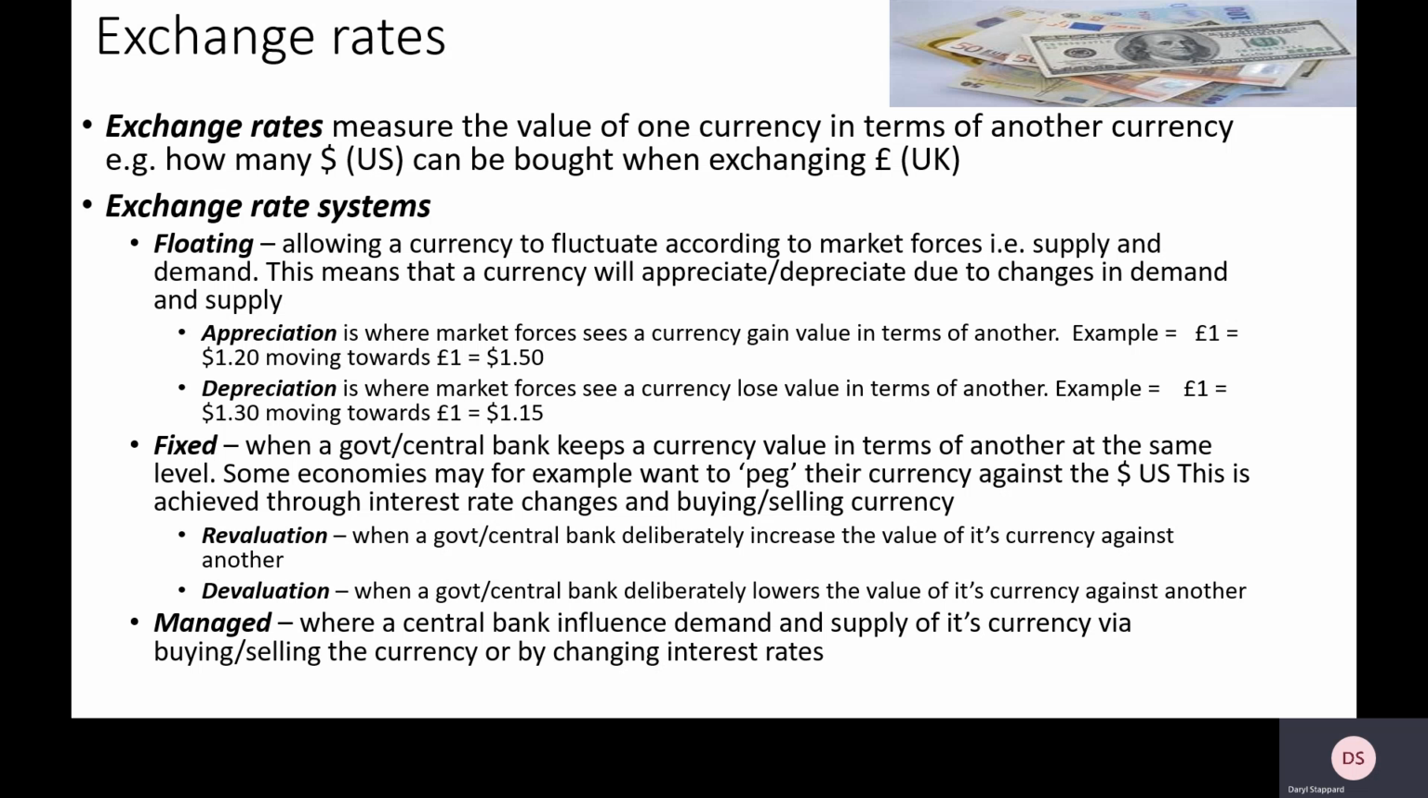So what we might say is Britain, our biggest trading partner is the European Union, and that we therefore might decide that what we're going to do, we're going to fix our currency value against the euro. So we might say £1 is worth €1.20. We're going to fix it in at that level there. It doesn't mean that market forces won't still affect the value of that currency, but the idea will be that the economy will use fiscal and monetary policy to manipulate that currency value and keep it at that fixed level.